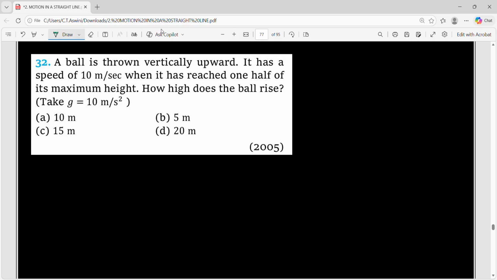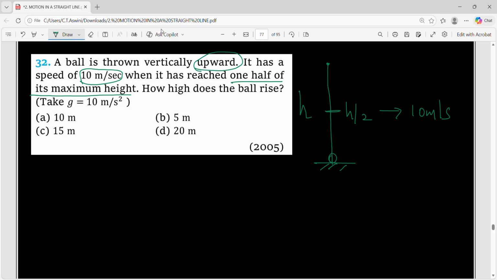A ball is thrown vertically upward. Fine. It has a speed of 10 meter per second when it has reached one half of its maximum height. So let us assume this is the maximum height h of the body. When it is at half its maximum height, what is the speed of the ball? It is 10 meter per second.